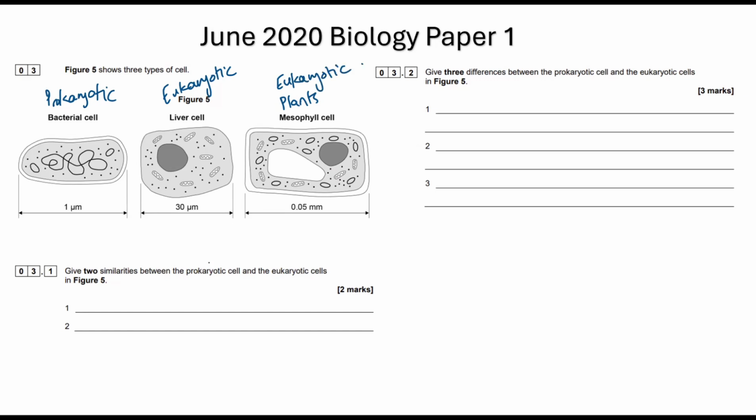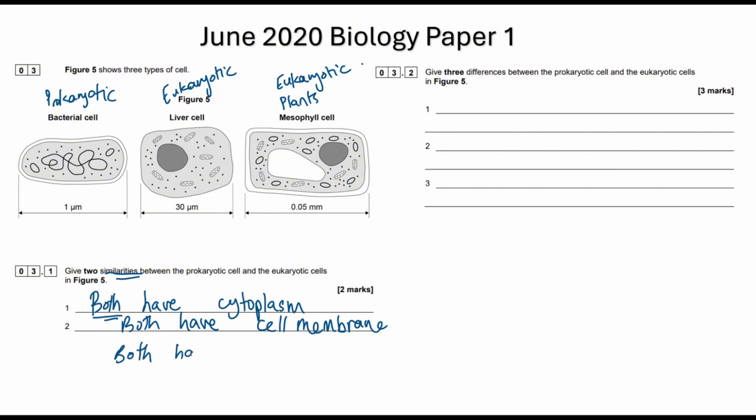Give 2 similarities between the prokaryotic and the eukaryotic cell. As you should remember, they both have, look at the sentence structure, they both have cytoplasm. Or you can say that they both have cell membrane. They both have ribosomes. They both have genetic material. Any of those are fine.